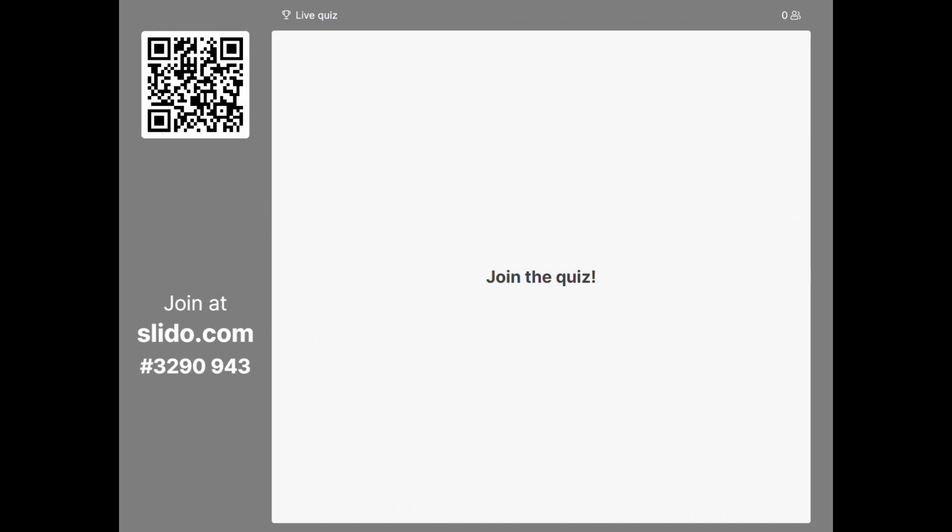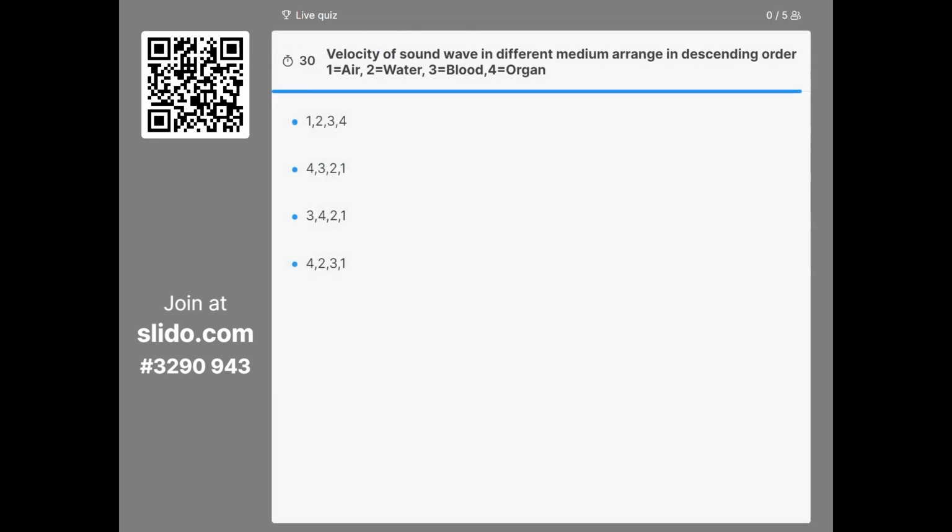Sorry for the quiz. Arrange the velocity of the sound wave in different media in descending order: air, water, blood and organ. You have to arrange them in descending order based on the velocity of the sound wave in these media.